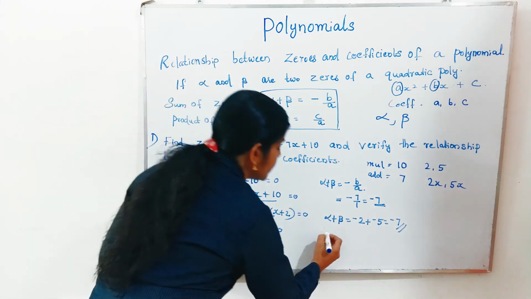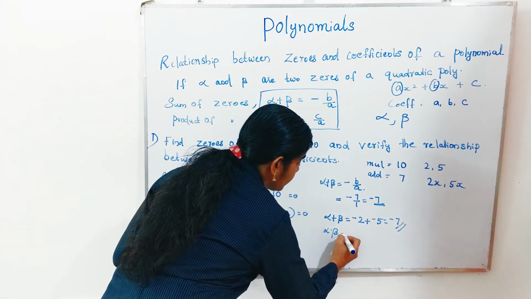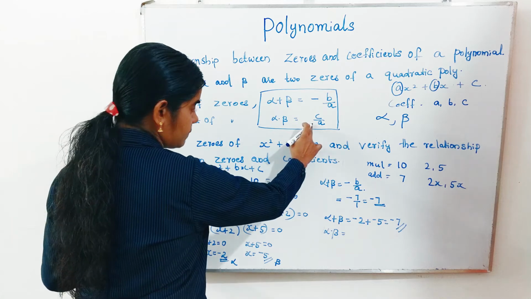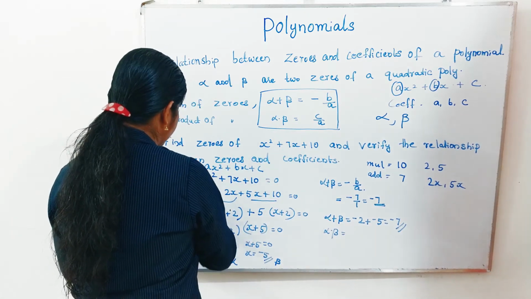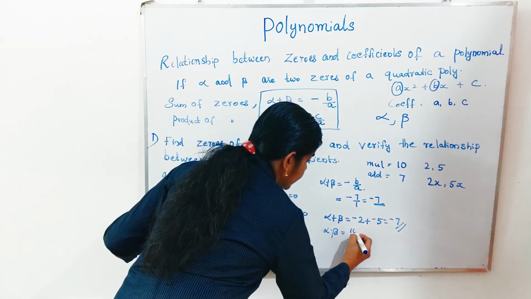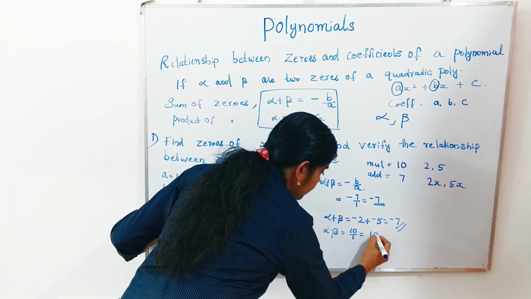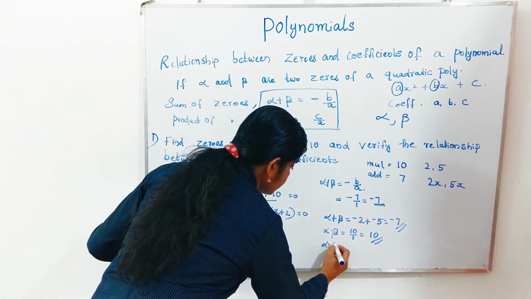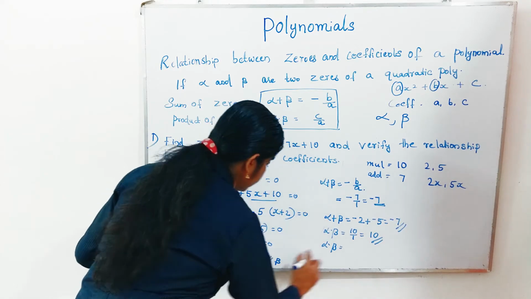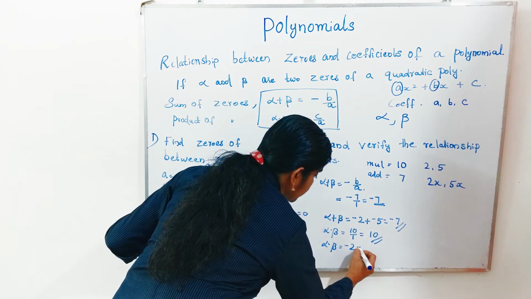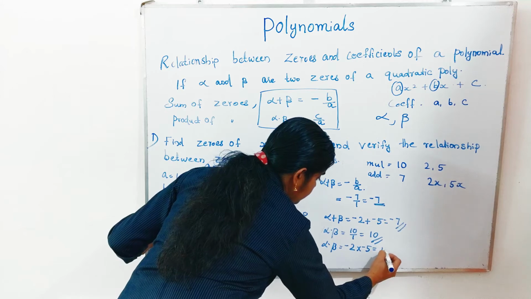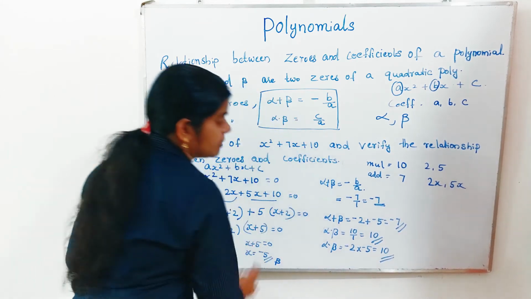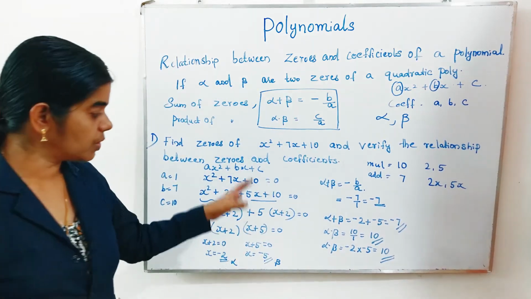Next one, alpha into beta. Product of zeros means c by a, that is our formula. Here c equal to 10, a is 1, so 10 by 1, that also you got 10. Then we can multiply using our alpha and beta, that is minus 2 into minus 5, that also you got 10, hence verified. This much you want to do.